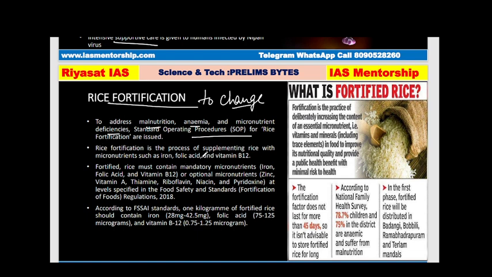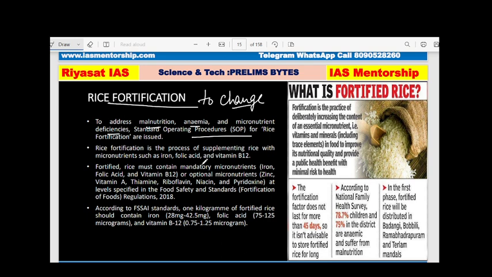Okay, basically rice fortification is the process of supplementing rice. We are adding something to the rice with micronutrients such as iron, folic acid and vitamin B12. Clear? So this is your detailed ingredients. If you want to go through it, you can. According to FSSAI standard, Food Safety and Standards Authority of India, 1 kg of fortified rice should have this much amount of iron, this much amount of folic acid and this much amount of B12. Clear? So you need to understand this. Understood guys? Okay. Let us move ahead and see.